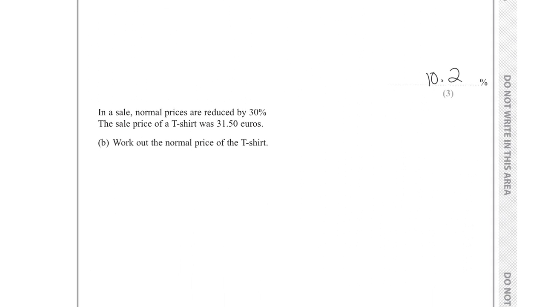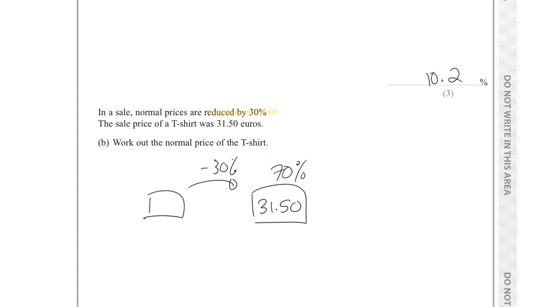Next question says, in a sale, the normal prices are reduced. So we've got a reduction in price by 30%. The sale price of a t-shirt was 31.50. Okay, so we've got an amount here. We are minusing 30%, and we are given a new price of 31.50. Now, this tells me that this is 70% of the price. Okay, so in order to find out the original price, we are going to divide this by 0.7, and that will give me the full price of the t-shirt, which was £45.